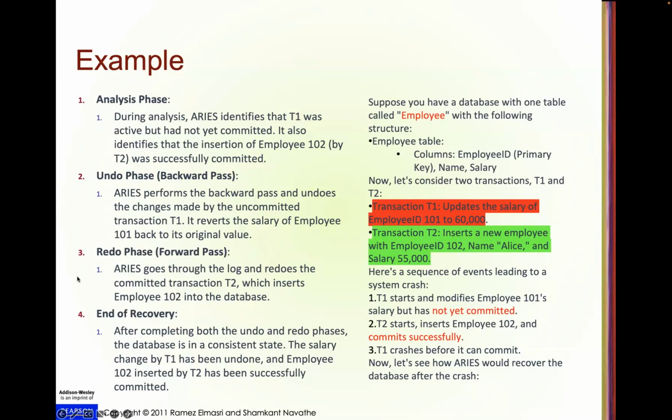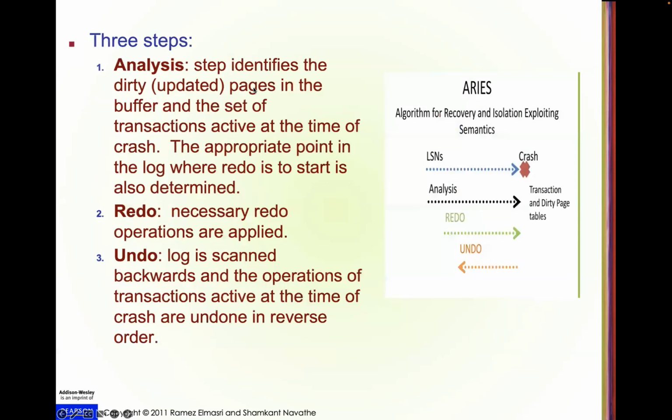It first of all identifies and analyzes the transactions which were active, not completed, not committed, when the crash happened, so it will undo them. It will analyze all those transactions that were completed successfully before the recovery, so it will redo them. After doing these two things, it makes sure that the database is in a consistent state. So this is how the analysis phase, redo and undo work.